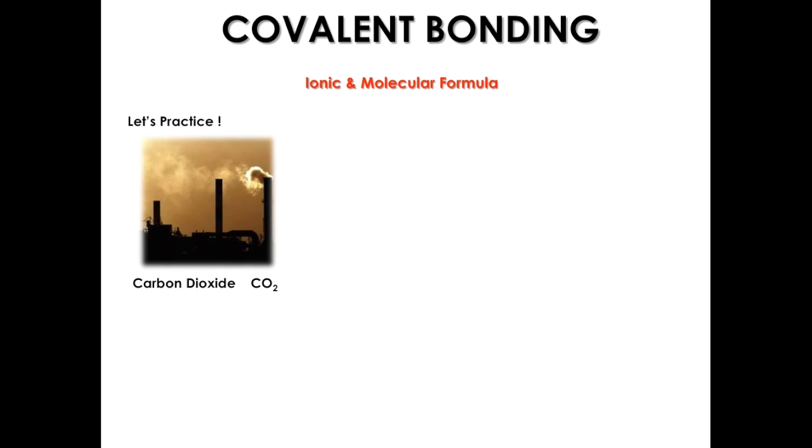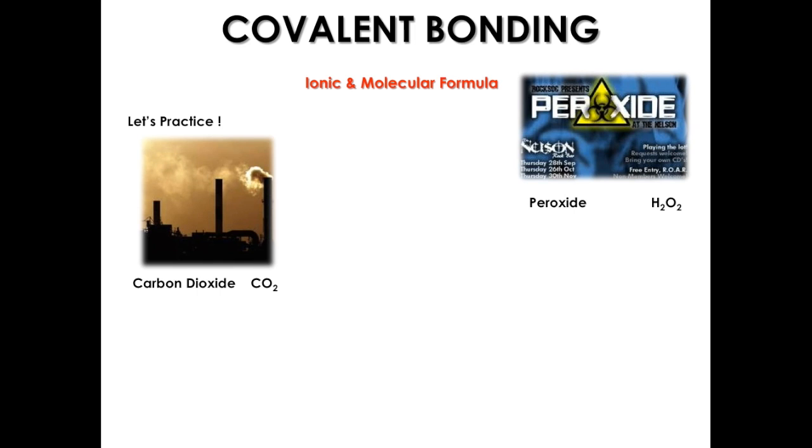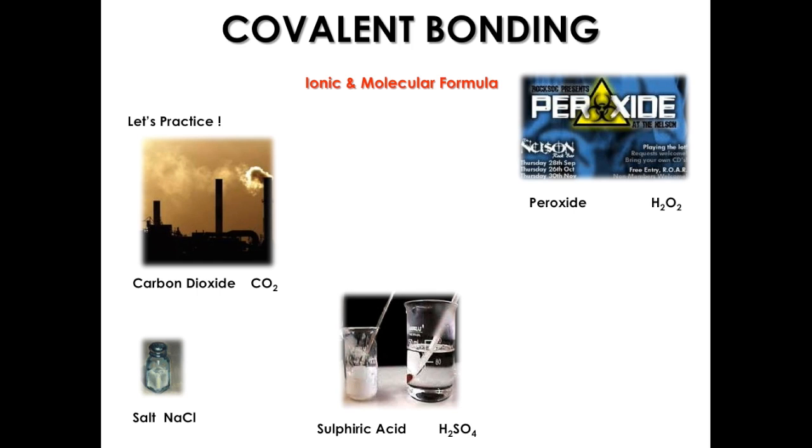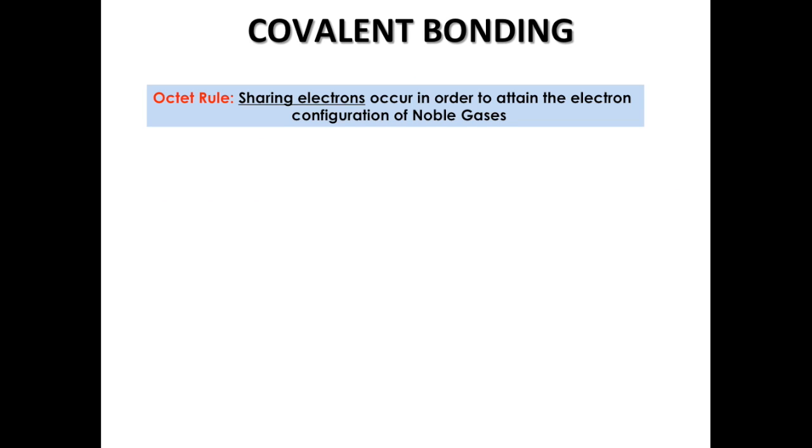Let's practice. In carbon dioxide, we will have 1 carbon and 2 oxygens. In peroxide, we will have 2 hydrogens and 2 oxygens. For salt, 1 sodium, 1 chlorine. Sulfuric acid, 2 hydrogens, 1 sulfur and 4 oxygens. And for sugar, we will have 6 carbons, 12 hydrogens and 6 oxygens.